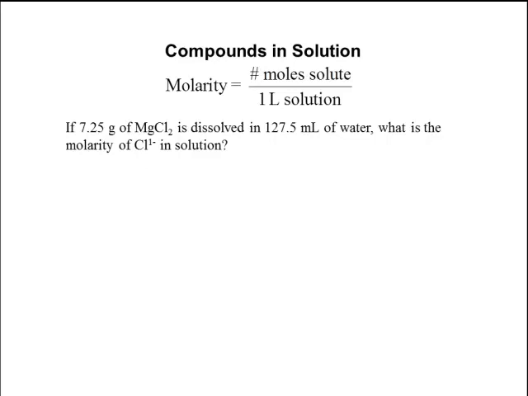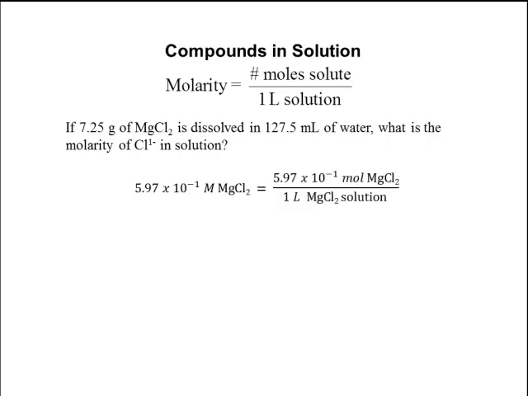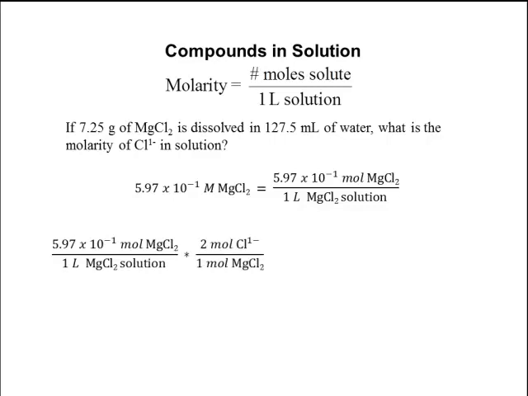Another approach of looking at this problem is that if I already knew my molarity of my magnesium chloride, and I'm looking for the molarity of my chloride ions, well, if I have the 5.97 times 10 to the negative 1 molar magnesium chloride, that's 5.97 times 10 to the negative 1 moles of magnesium chloride per 1 liter of magnesium chloride solution. That now is a conversion factor. So why don't I use that and start with that and then do my mole-to-mole conversion. Once I'm done with that, I get the 1.19 moles of chloride per 1 liter of magnesium chloride solution, or my 1.19 molar chloride.